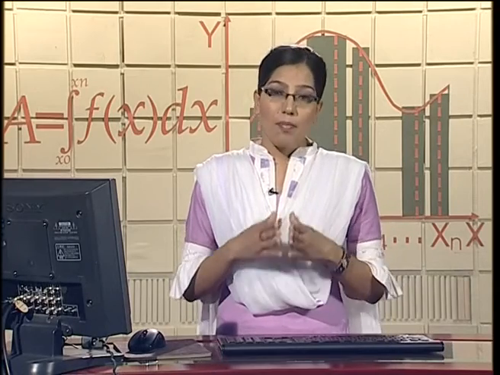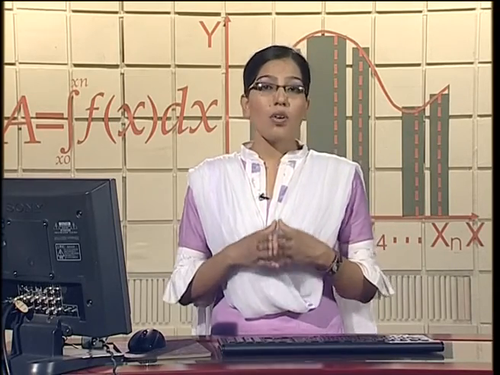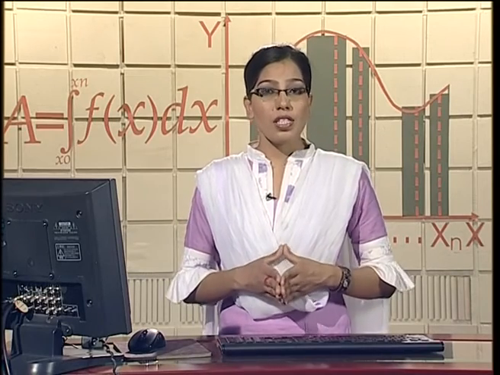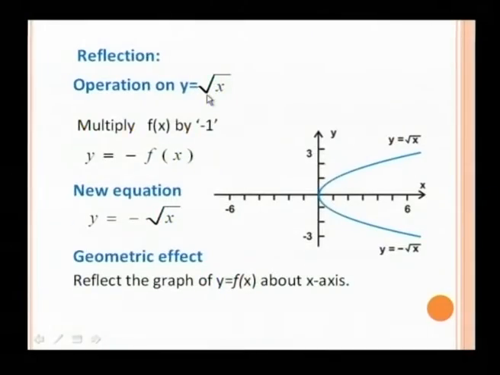Here we will consider one more example which shows the concept of reflection as well. You can see that example on the screen. For this example, we will be considering the same function, y is equal to square root of x, and you can see the graph of y is equal to square root of x in the first quadrant. We perform an operation where we multiply f of x by minus 1, and our function becomes y is equal to minus f of x. In this way, our new equation is y is equal to minus square root of x.